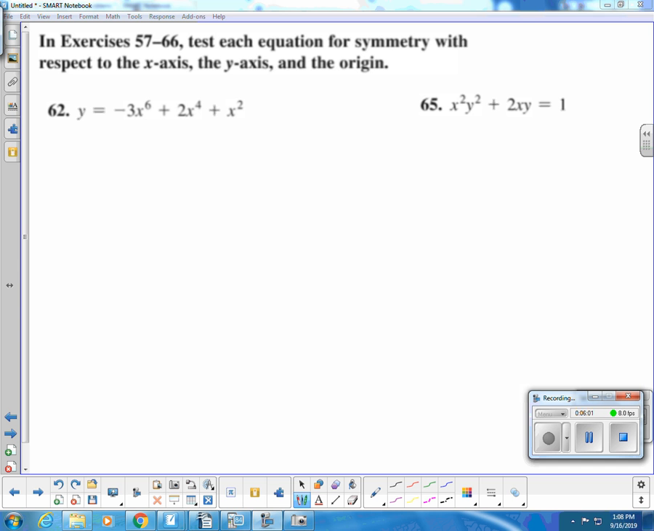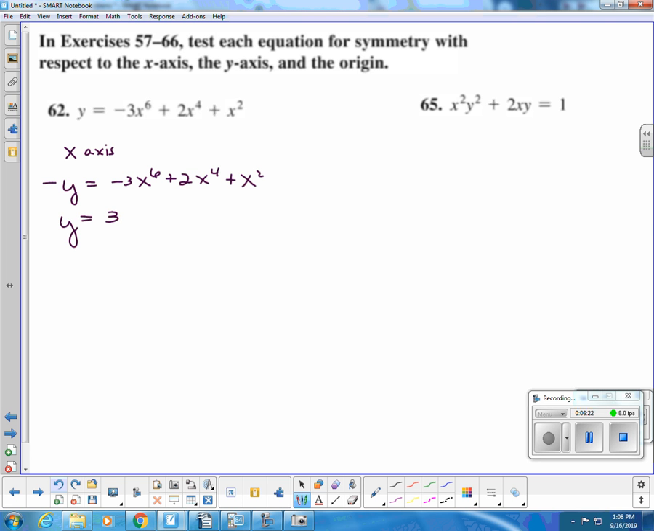Okay, if it's with respect to the x-axis, what do you do? Make the y negative. Okay. So, what am I doing? There's only one y, so that's nice. Our goal here is to see, does it equal the original? So we're going to get the y by itself. We're going to distribute that negative to the right side. Does that equal the original we started with? No, so it is not symmetric to the x-axis.